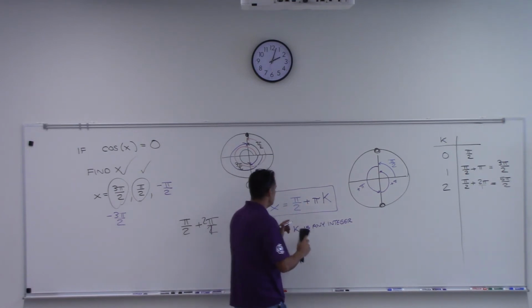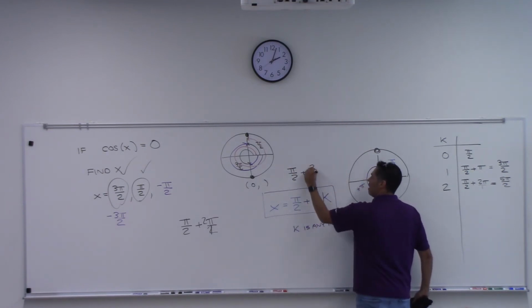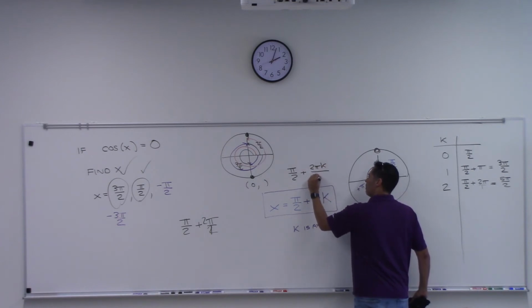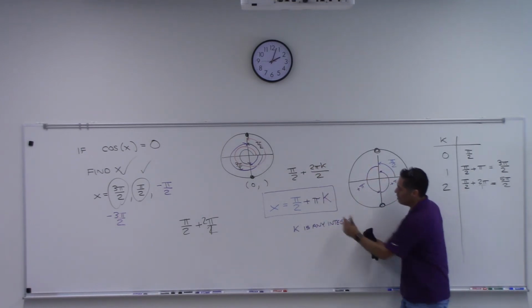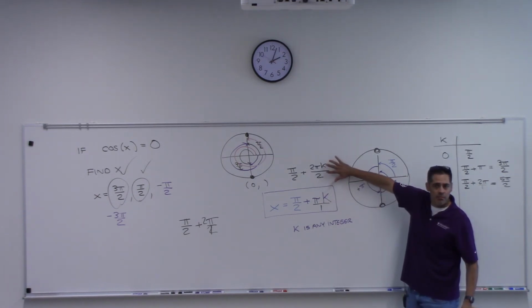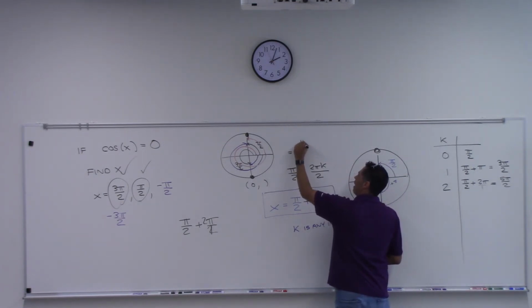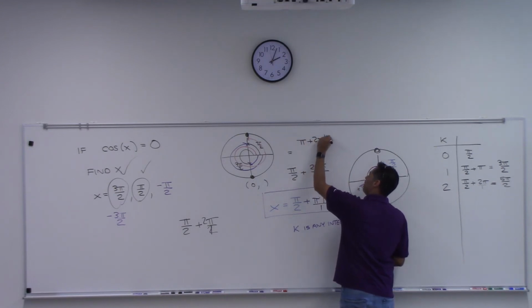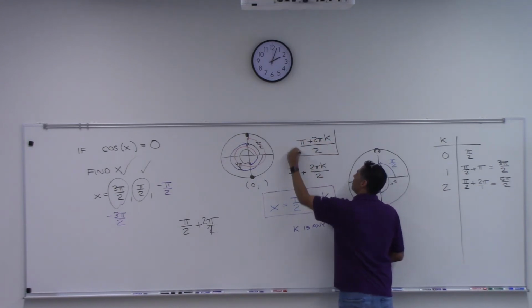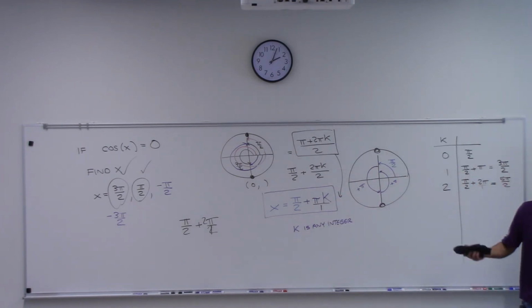So watch. What I can do is take this answer and get a common denominator here. I'm looking at this as a 1 and multiplying top and bottom by 2, and I get this. You'll see that? Now I put them together, and this is pi plus 2 pi k over 2. That is the same answer as this answer, but it just looks a little different. Do y'all see how that's just a different way of writing the same thing? What's the advantage of that?